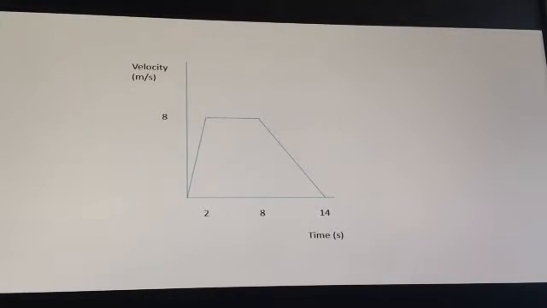So, in the first part of the graph, we have an acceleration, a constant acceleration that can be found by doing 8 divided by 2. It's 4 metres per second squared. In the last part of the graph, we have a deceleration, a constant deceleration, which can be found out by checking how much time it's taken between 8 and 14 seconds, so that's 6 seconds, and then our y value of 8 divided by 6 will give us minus 1.3 metres per second squared for that deceleration.